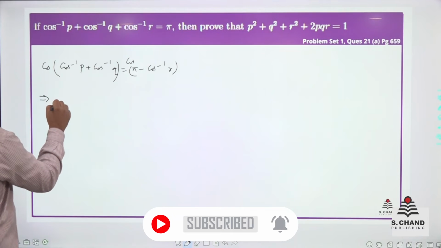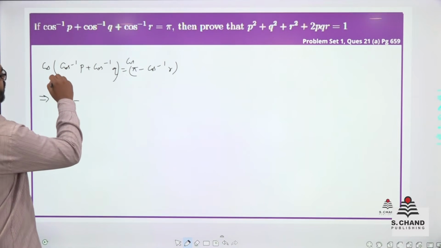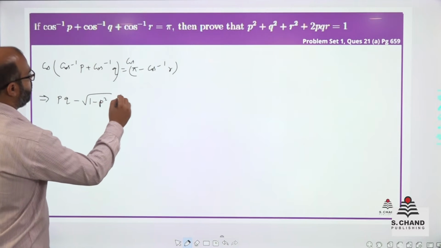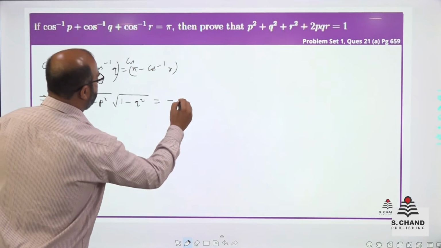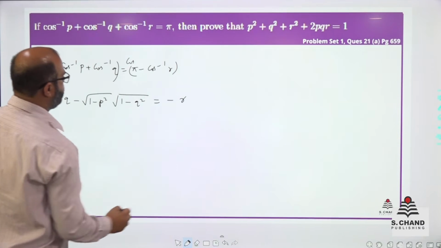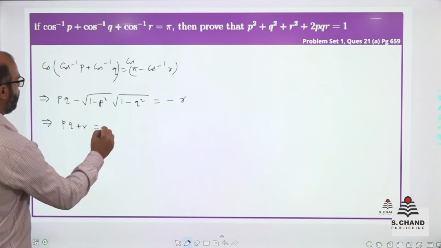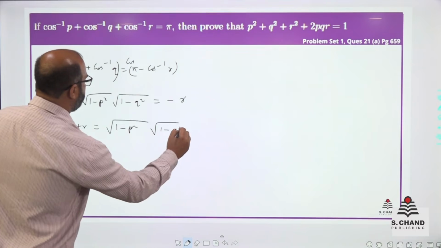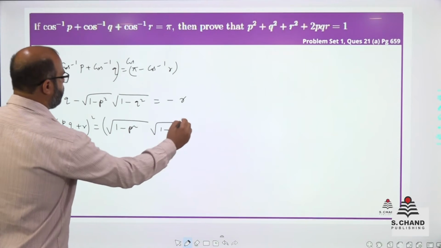So cos A cos B minus sin A sin B: cos inverse P is P, cos inverse Q is Q, minus sin of cos inverse P, that will be root over 1 minus P square, and this will be root over 1 minus Q square. And cos of pi minus theta is minus cos inverse R, that is minus R. So this will become PQ plus R is equal to root over 1 minus P square into 1 minus Q square. Now when you square both sides, what will happen?